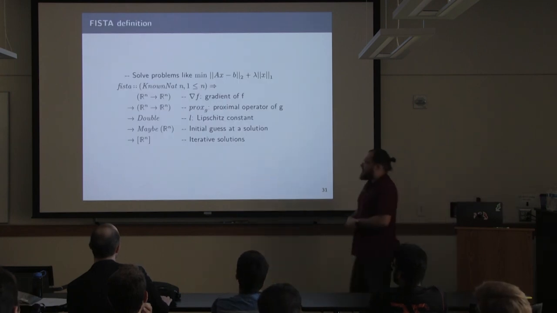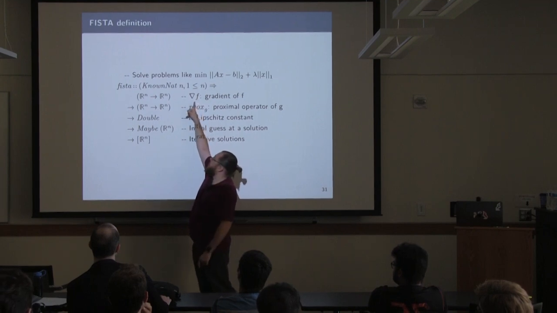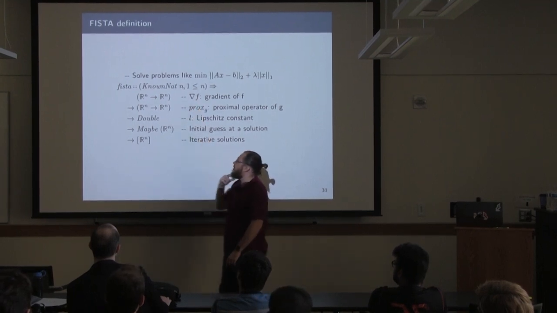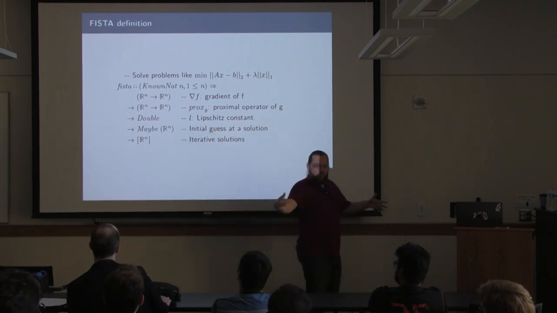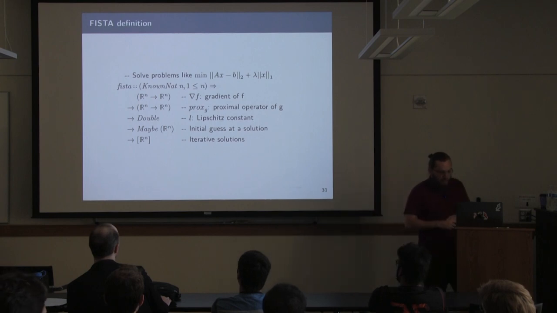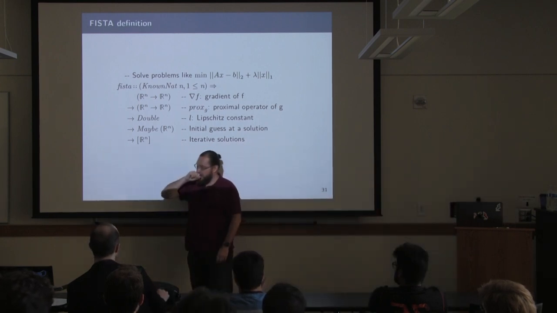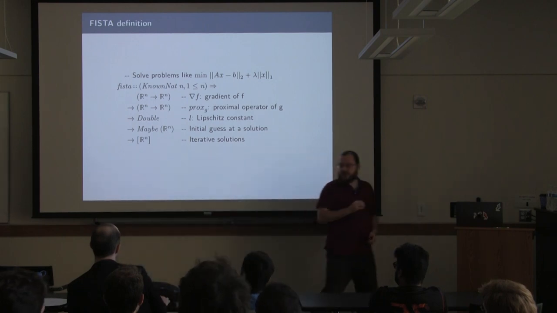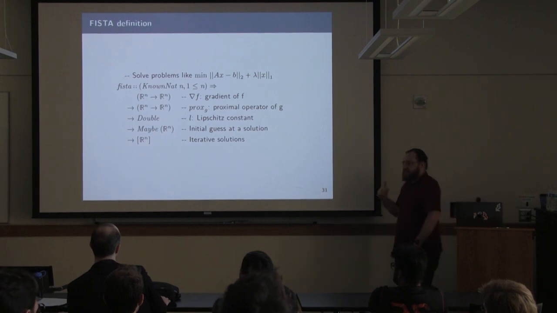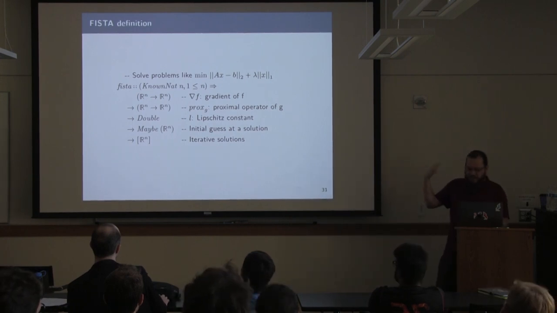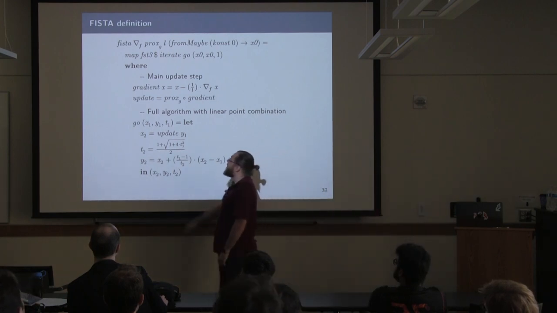So FISTA requires, this is the type signature, we don't actually need the cost to solve it. We just need the gradient and the proximal operator, and this thing called the Lipschitz constant, which is basically a bound on how big the derivative can be. Then I give it an initial guess. It's a Maybe, because if you give it nothing, it will just default to zeros. That's a pretty common thing. What it gives back is a list of steps that I made as I tried to optimize that function. So here it is in all its glory.